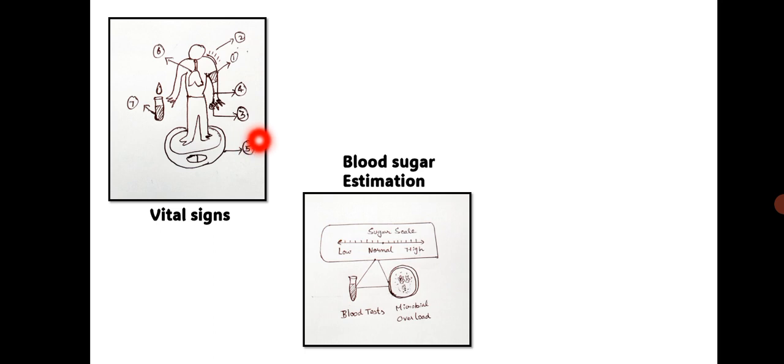So we should maintain the fasting blood sugar at 70 to 110 mg per dl. Again, low blood sugar may cause insufficient nutrition to the body, and the patient may become weak and drowsy. This is the importance of the vital signs we are recording for the daily patients we are seeing. So the next question comes, the blood sugar estimation. As we said earlier, the blood sugar is related to the microbial overload.